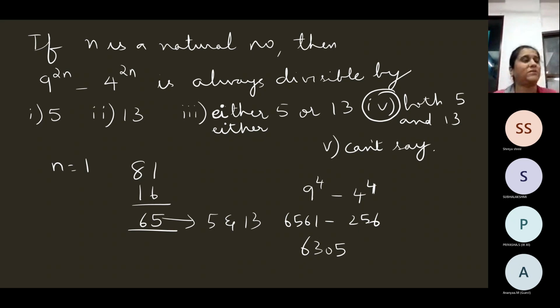It's divisible either by 5 or 13, not both. Both 5 and 13 means that the number is divisible at the same time by both 5 and 13. Either this or that means if I ask you to take either this or that, you should take only one of the two. You can't take both.